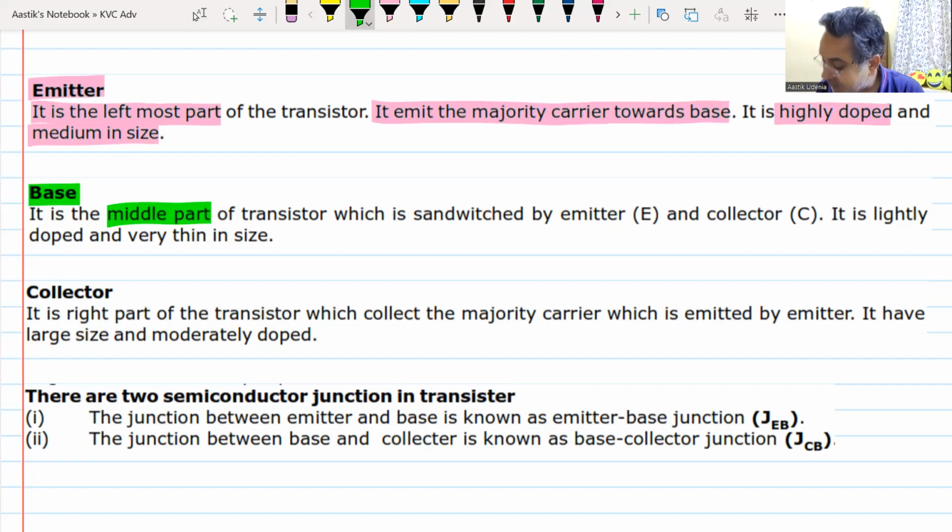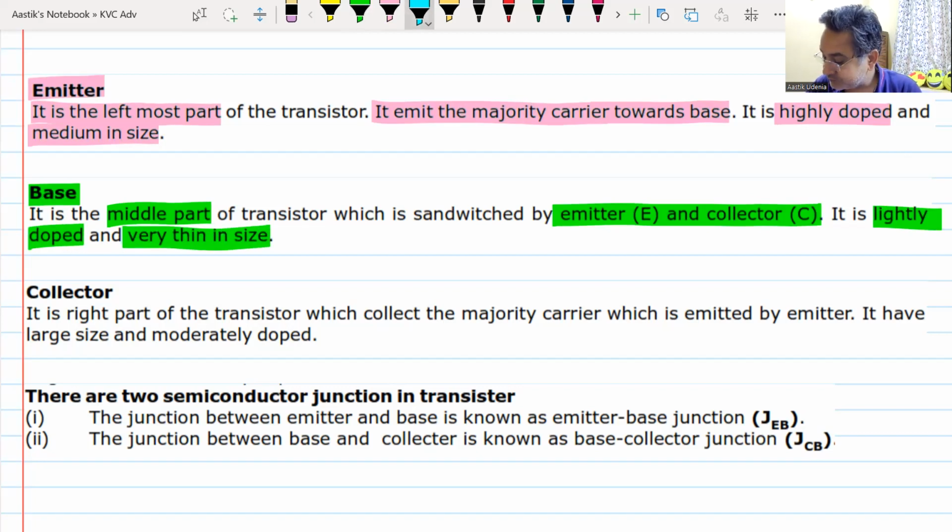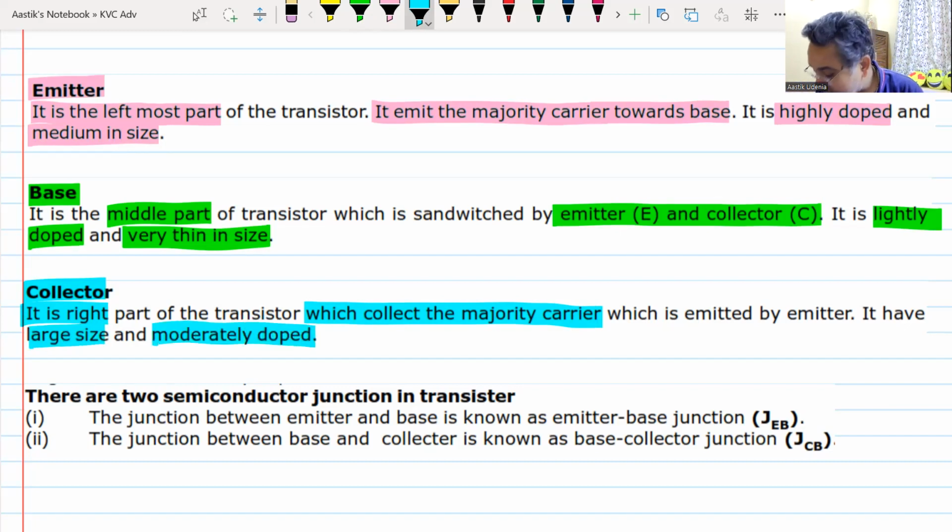Base, middle part, sandwiched between E and C, lightly doped and very thin. Collector, rightmost part, it collects the majority carriers which are coming from the emitter, large size, moderately doped. There are two junctions. Junction between emitter and base is known as emitter base junction. The junction between collector and base is known as base collector junction.